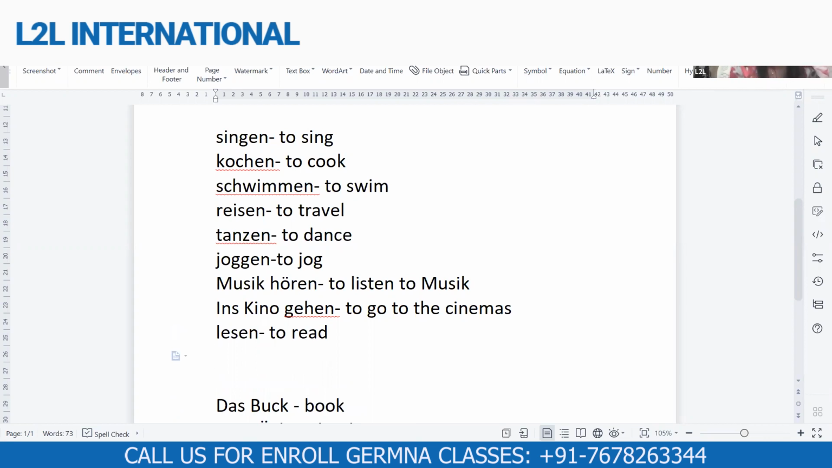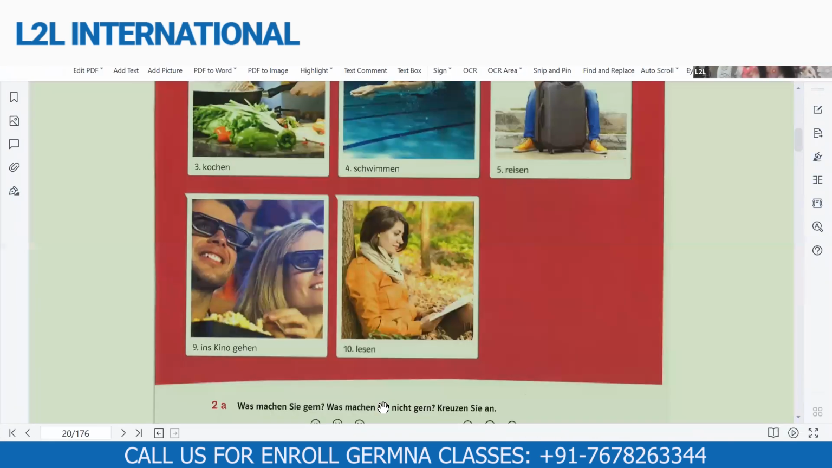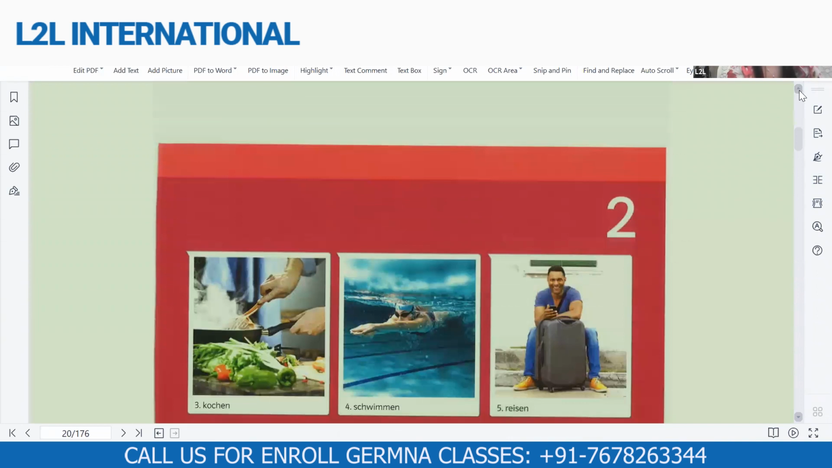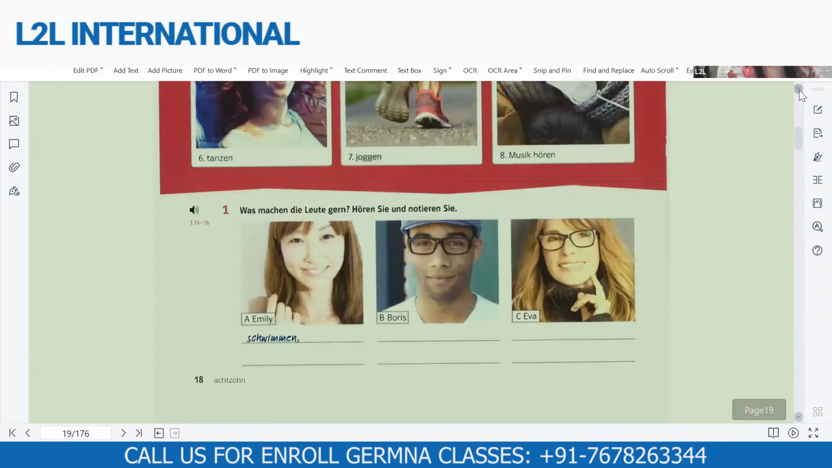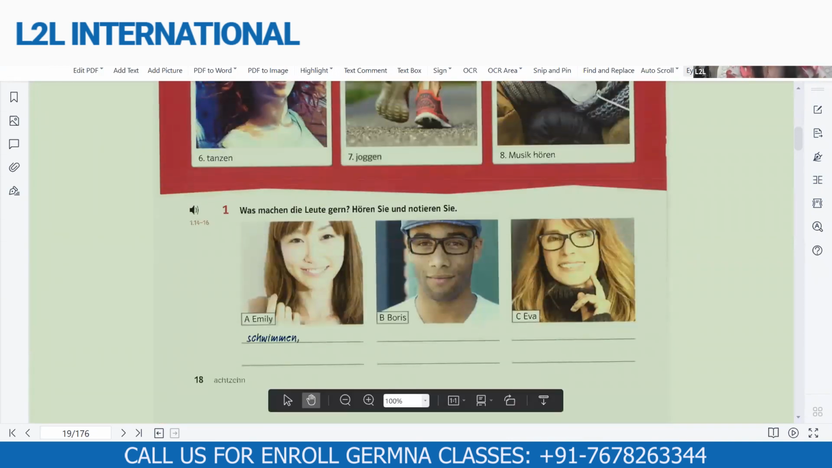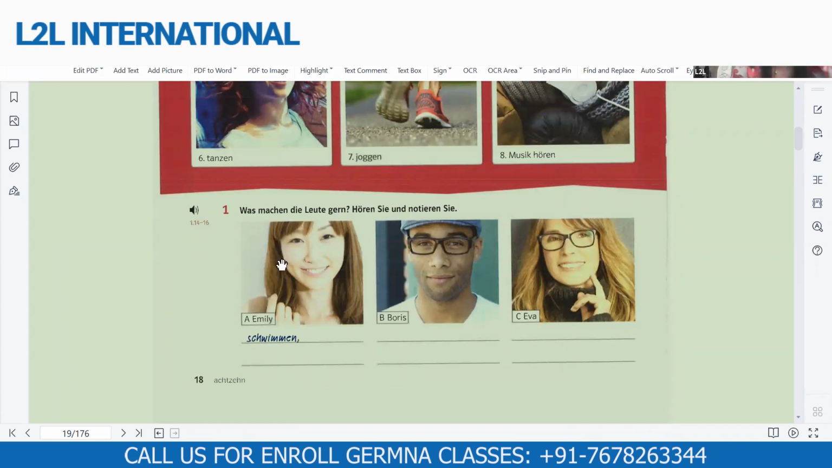Now we will see. These were the hobbies that we had in the book: Reisen, Kochen, Schwimmen, Lesen, Musik hören, und dann ins Kino gehen. Now your work is that you will be listening to a tutor wherein three people would talk about their hobbies.